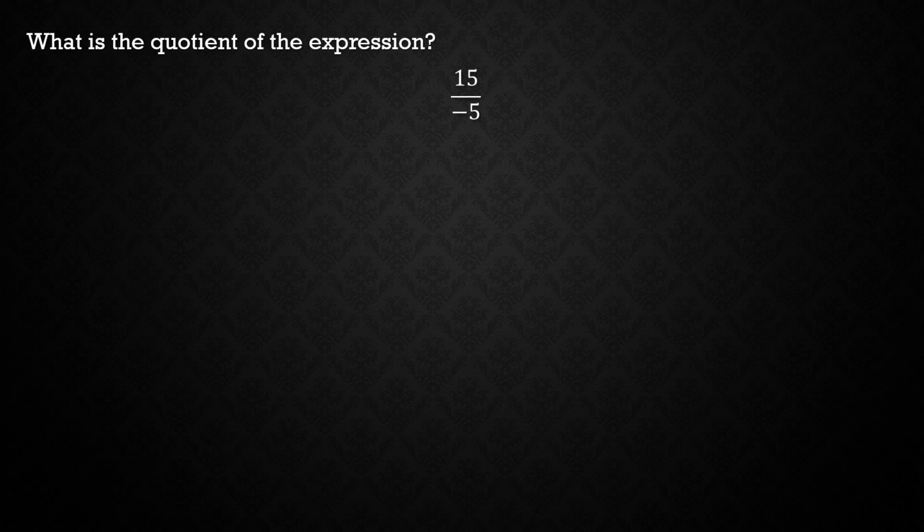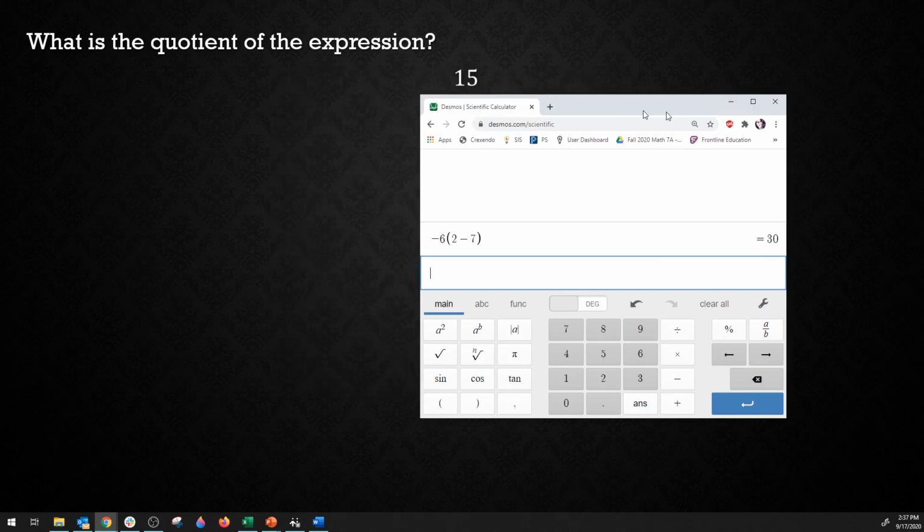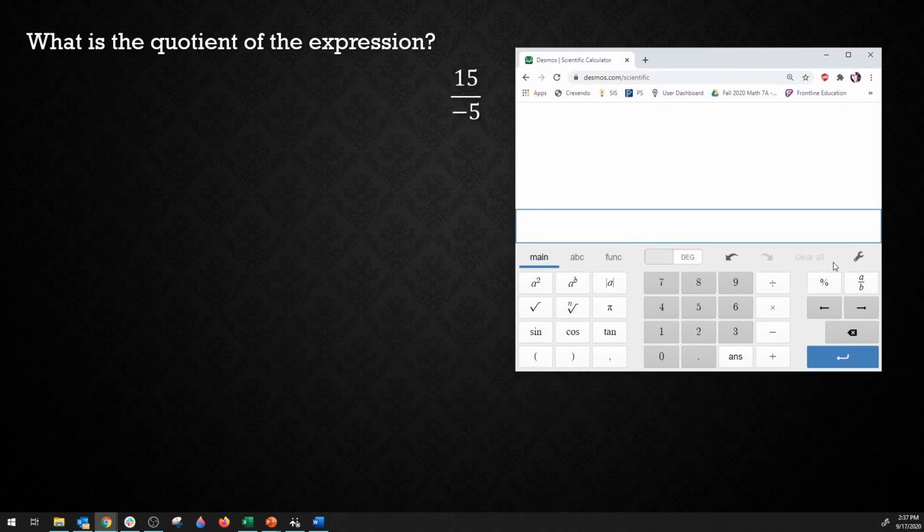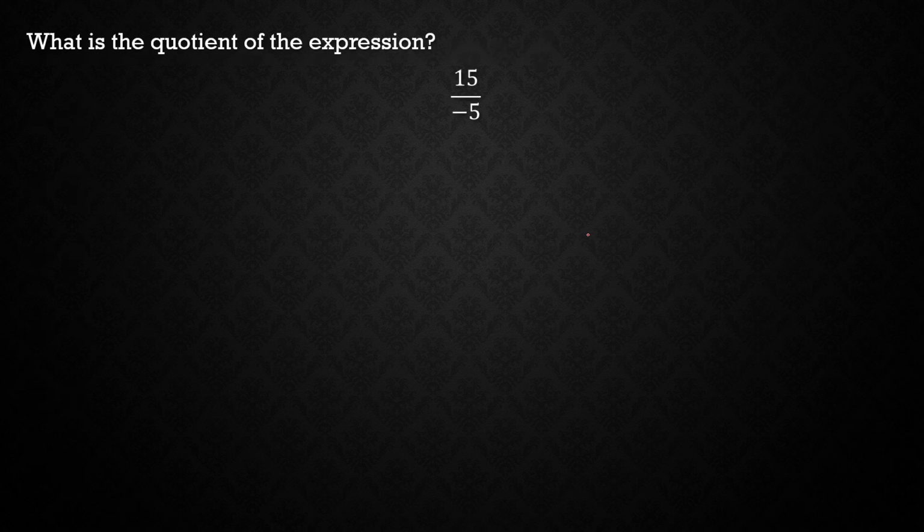We want to know, what is the quotient of the following expression, 15 over negative 5? This one should be a freebie, guys. All you need to do is divide these two, and if you're not 100% sure about your division rules with negatives, you can type this one in. Look at that, negative 3. Answer is negative 3. Woo! And I'm done with that question.